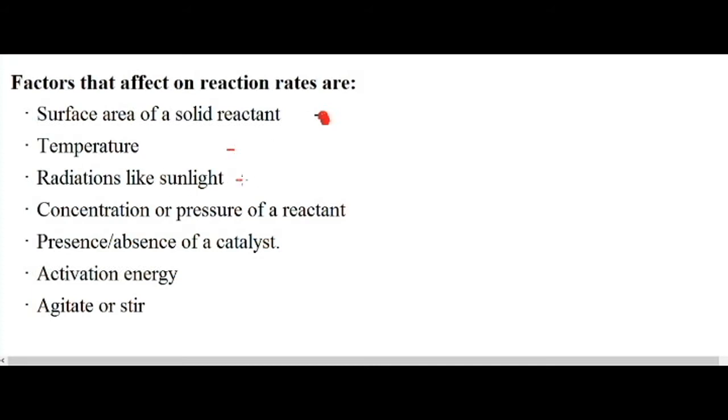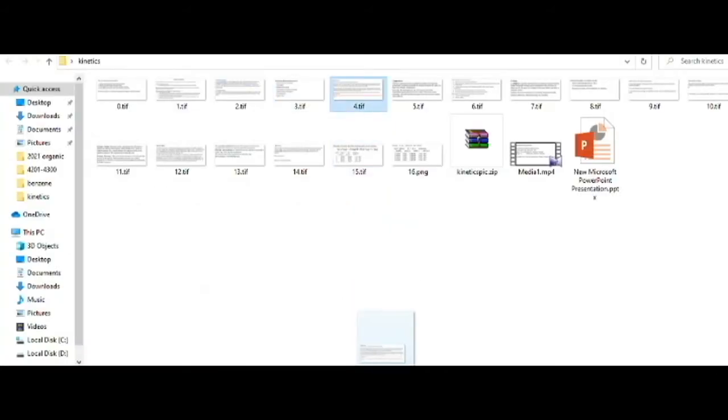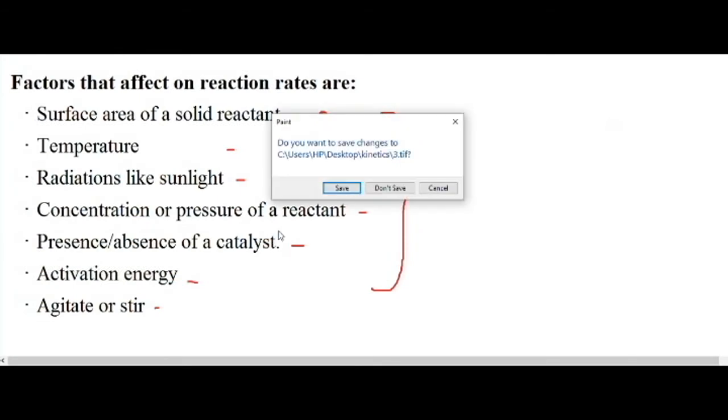The second one is temperature. Third one, radiation like sunlight. Fourth one, concentration or pressure of reactant. And this one, presence or absence of catalyst. We are going to discuss these separately. And then activation energy, as I said before, and agitation or stirring. These are the factors related to the rate of reaction you should know. Okay, let's move on to the next slide.